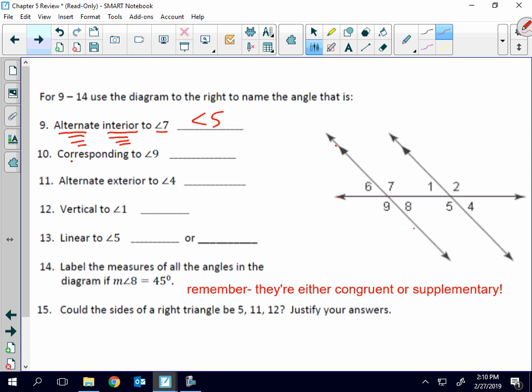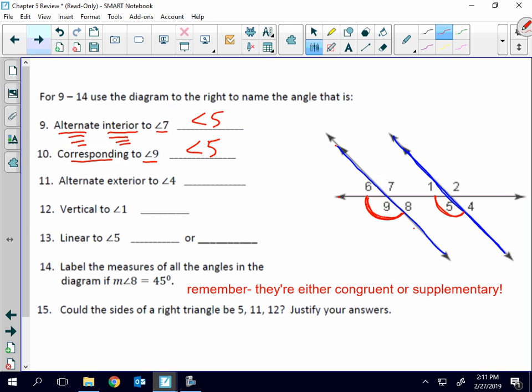Which angle is corresponding to angle 9? Okay, which angle is corresponding? It's the one that's in the same position in relation to the transversal. So look at the other line. If you look at this line here, this 9 is down here, right? Well, look at the other line. I want it in the same position over here. Where is that same position? It's right here. Same position. So angle 5 again.